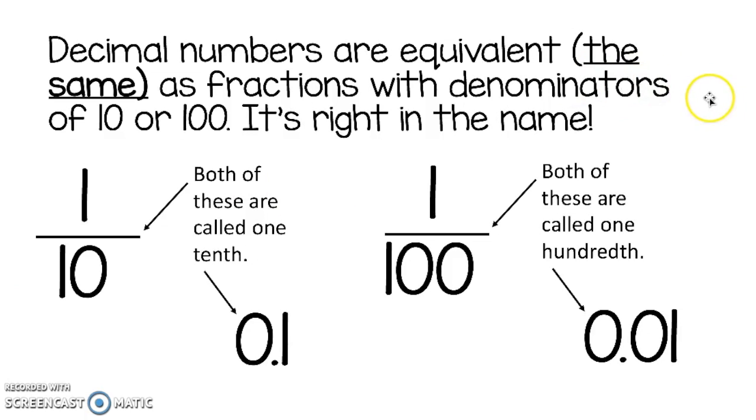Decimal numbers are equivalent to fractions with denominators of 10 or 100. It's right in the name. For example, tenths and tenths share a name, hundredths and hundredths share a name. So they're exactly the same, which is why we can convert from fractions to decimals to more easily compare numbers.